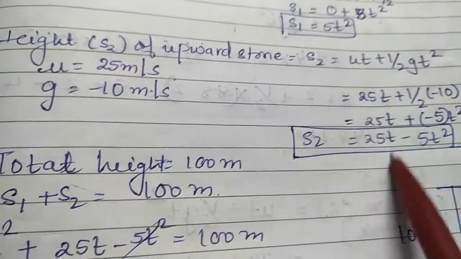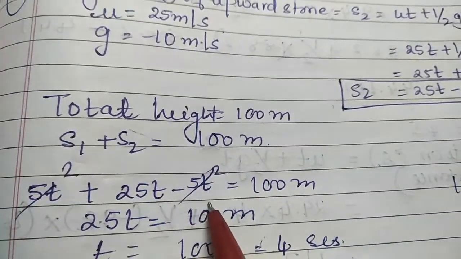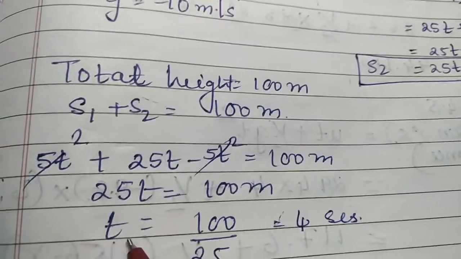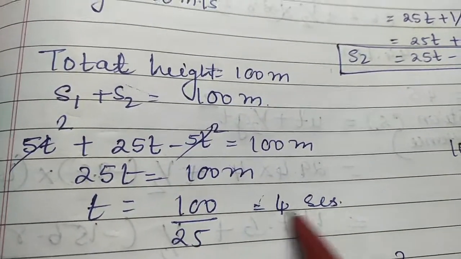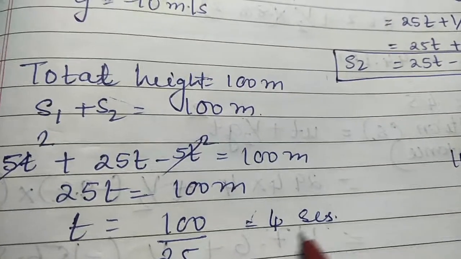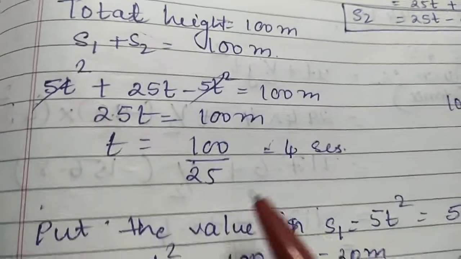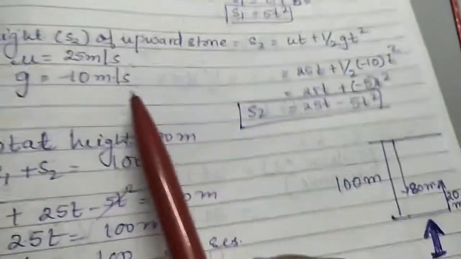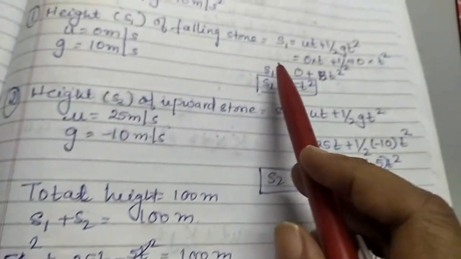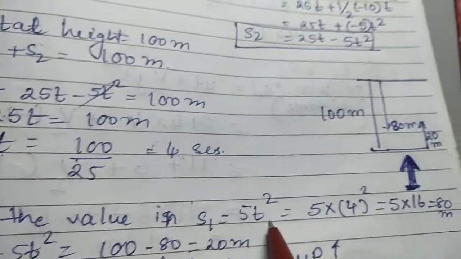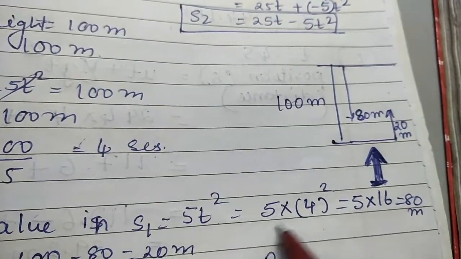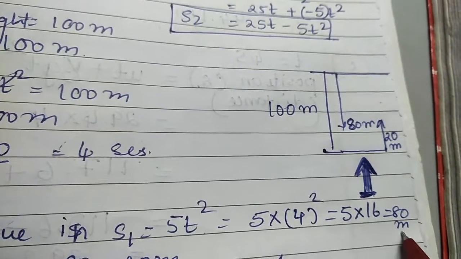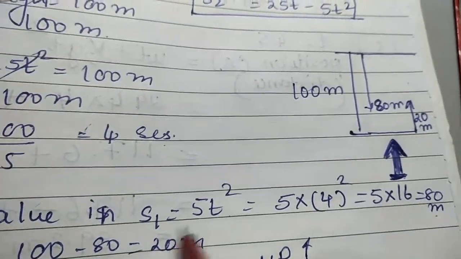Okay, so we add this 5t square plus this. So both of them get cancelled. So 25t is equal to 100 meters. So t is equal to 100 upon 25, that is 4 seconds. So we get the value of t as 4 seconds, and then we have to put it in either of the equations. If we put it for the falling stone, that is 5t square, it is 5 into 4 square, that is 16 multiplied by 5, we get 80 meters S1.